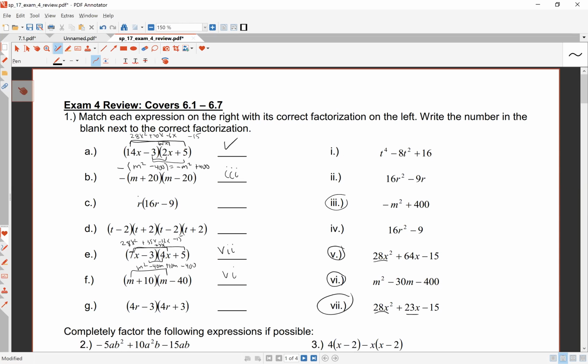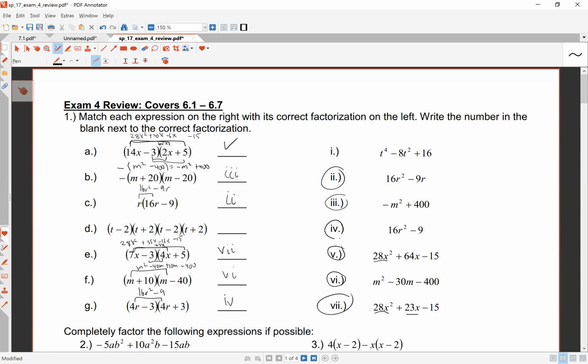Now we're on to this one that has r's on it. That's 16r squared. And r times negative 9 is negative 9r. So 16r squared minus 9r is 2. In letter G, we have 16r squared plus 12r minus 12r, which is 0, minus 9. Now we're looking for 16r squared minus 9.